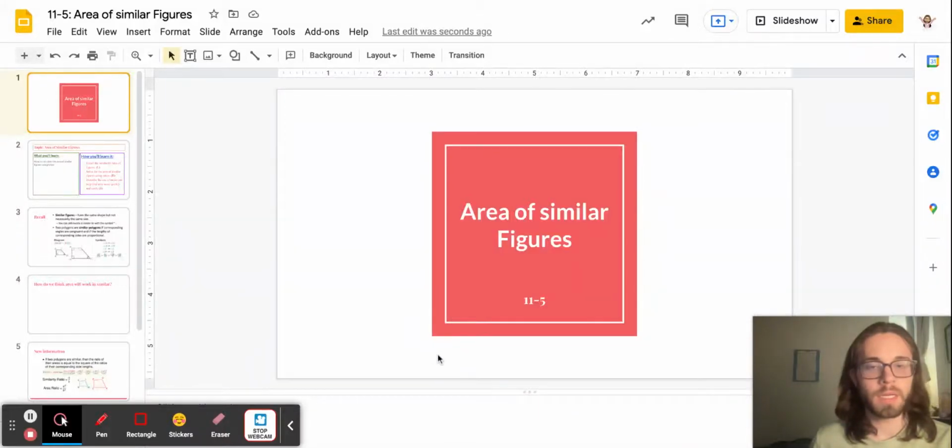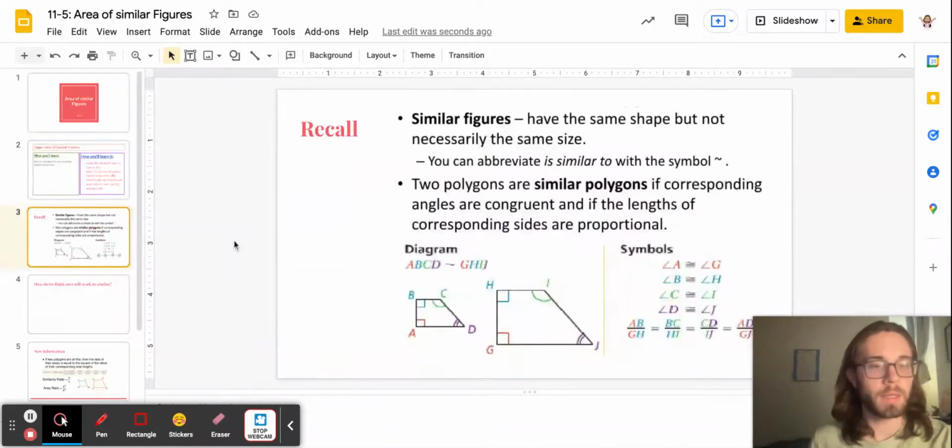Hi, everyone. Just wanted to take a minute to talk a little bit about the area of similar figures. If you recall, a similar figure, in general we're dealing with polygons, but they are figures that are going to be the same shape, but not necessarily the same size, right? So, the sides are going to be in the same proportion.